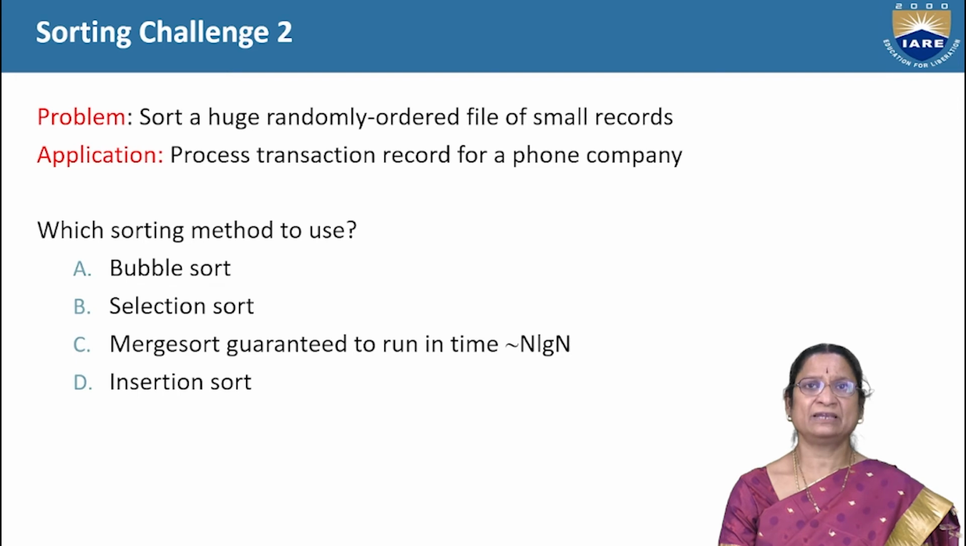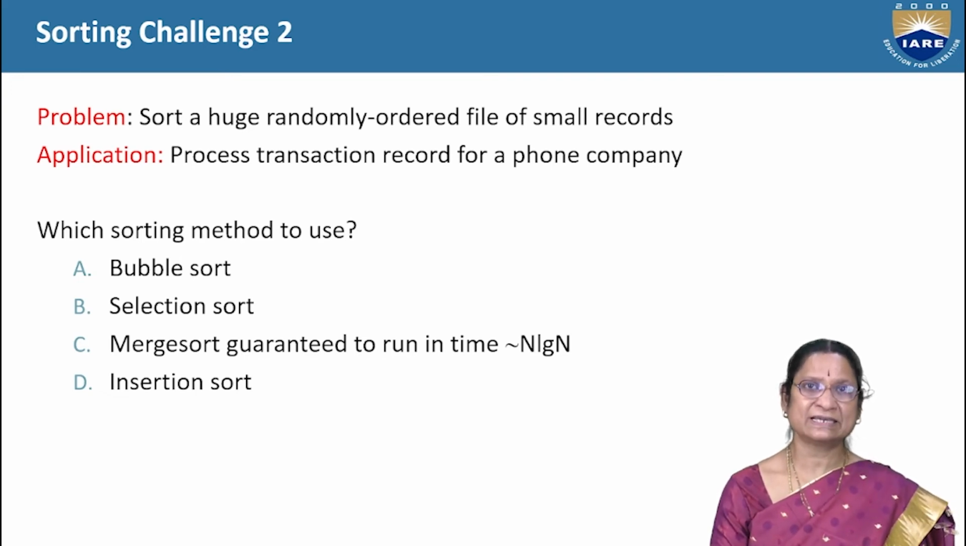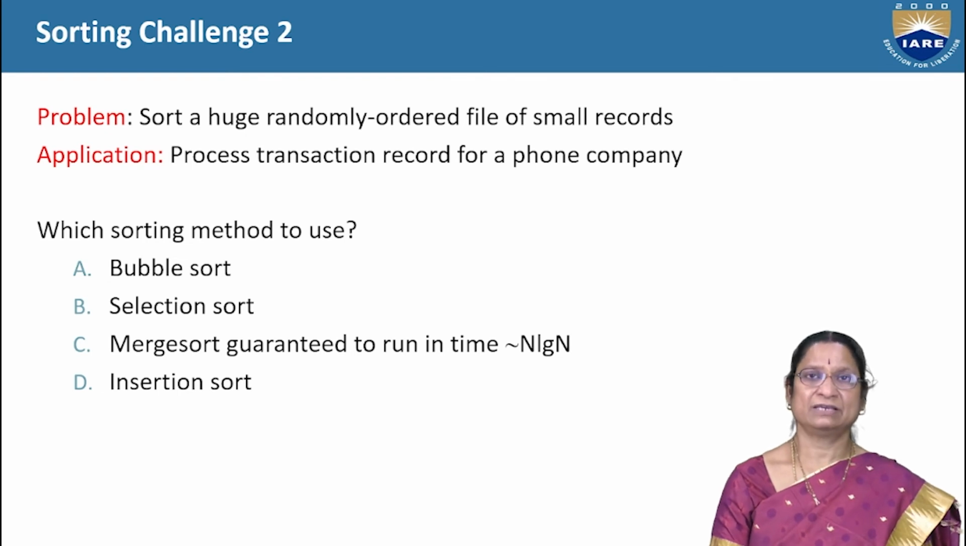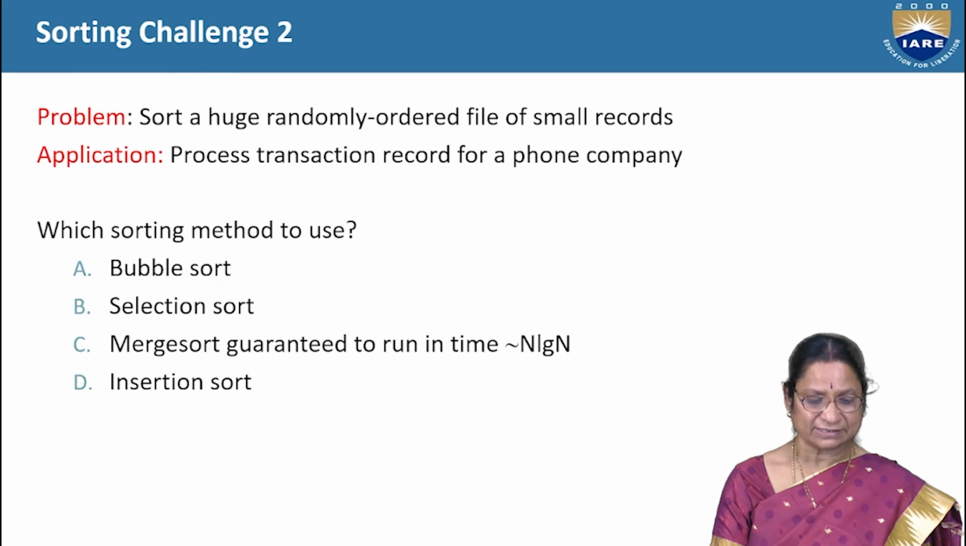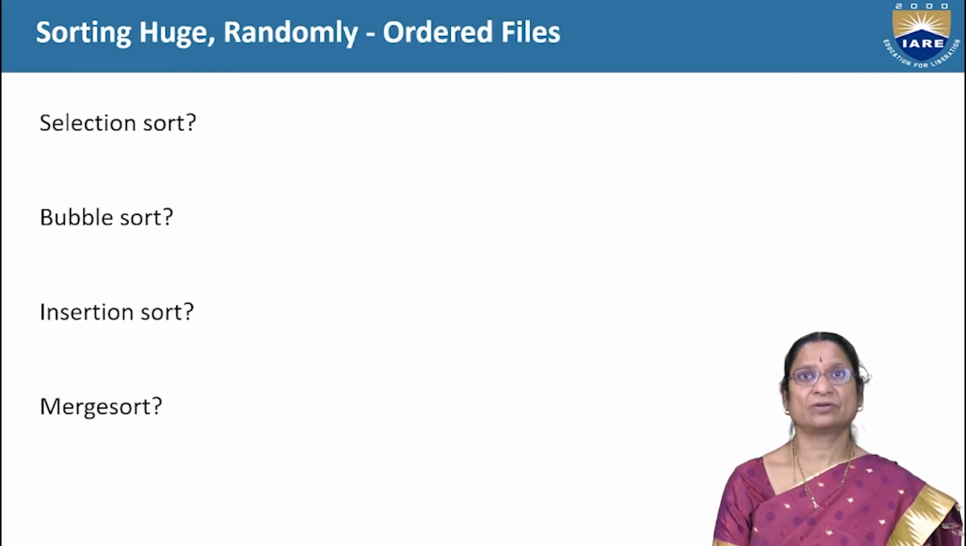These things are happening in most of our real-time applications. For example, processing transaction records for a phone company. For a phone company, it means user calls, each call and time, etc. The record size is going to be smaller. Then which sorting method should we use? Bubble sort, selection sort, merge sort guaranteed with runtime, or insertion sort?